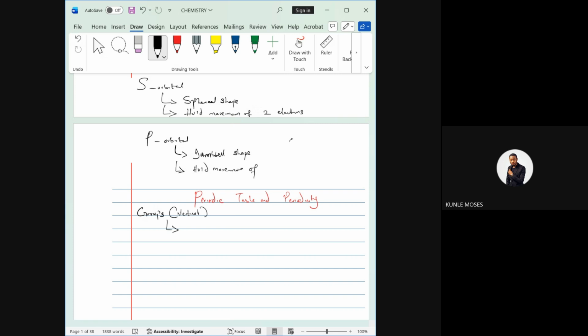For example, calcium has 2,8,8,2. So the valence electron of calcium is 2. Potassium is 2,8,8,1. So that means potassium belongs to group 1. Calcium belongs to group 2. Aluminium is element number 13, that's 2,8,3. That means aluminium belongs to what? Group 3. Do we get how it's been arranged?